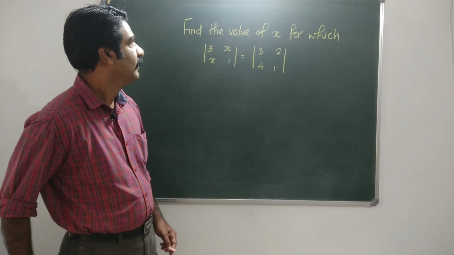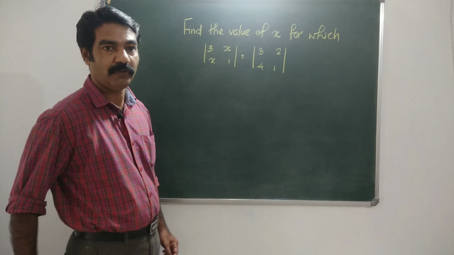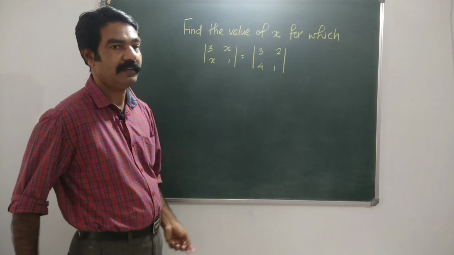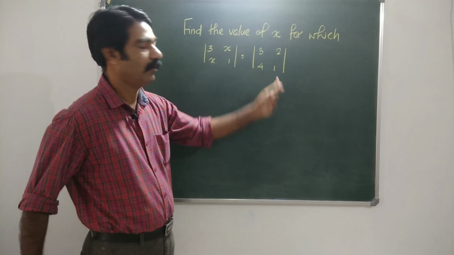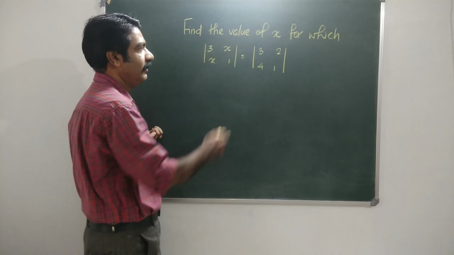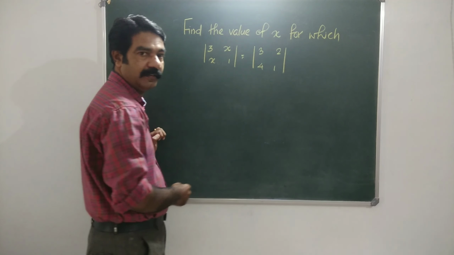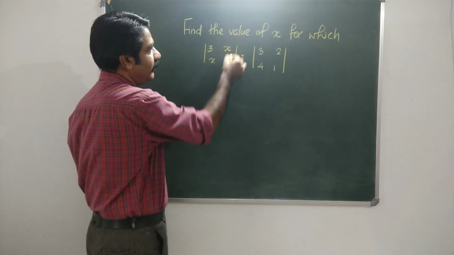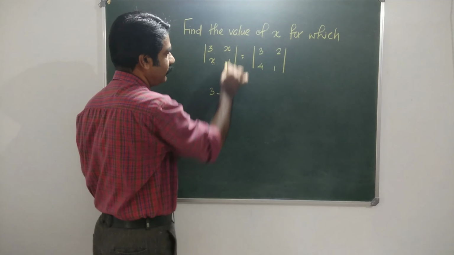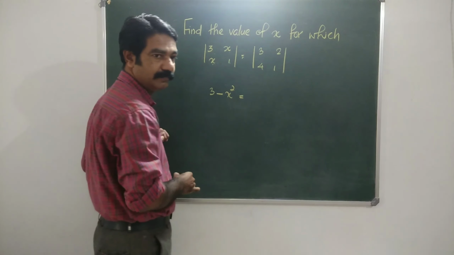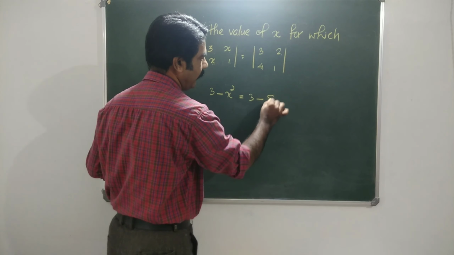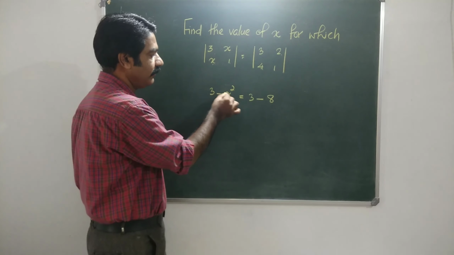Now the next problem. Find the value of x for which the determinant 3, x, x, 1 is equal to the determinant 3, 2, 4, 1. A simple question. We have to find the value of x given that these two determinants are equal. So just expand this. Determinant 3, x, x, 1: 3 into 1 is 3, minus x into x is x square, equal to the determinant here: 3 into 1 is 3, minus 4 twos are 8.